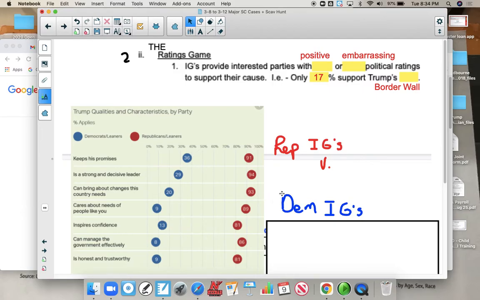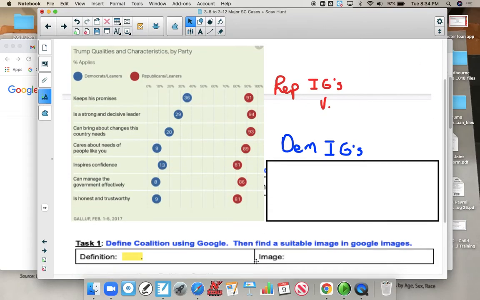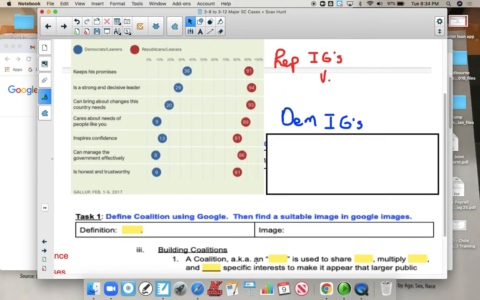Is it CNN who would primarily show worse ratings, or would it be Fox News who would maybe show Donald Trump in a little better light? Gotta watch for that. All right, for your first task, I want you to learn about coalitions, which is going to be our third way that we would say is a direct technique. So number three, Google search coalition, give me a definition, and then click on images and find a suitable image for it. Go ahead and do that now, so pause the video.